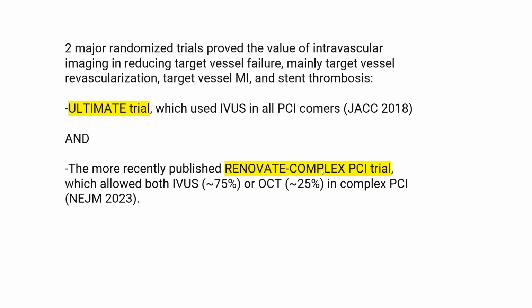First, 2 major randomized trials have proven the value of intravascular imaging in reducing target vessel failure, mainly target vessel revascularization, target vessel MI, and stent thrombosis. You have the ULTIMATE trial, which used IVUS in all PCI complexities, and the more recently published RENOVATE-COMPLEX-PCI trial, which allowed both IVUS or OCT, and it selectively applied imaging to complex PCI. IVUS was used in about 75%, OCT in about 25% of patients in that trial.